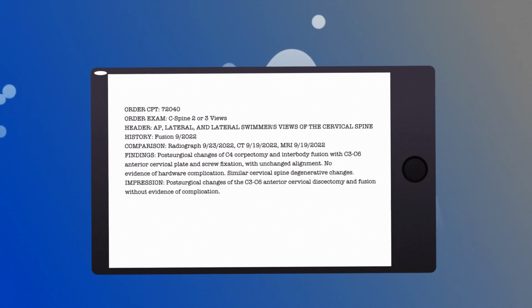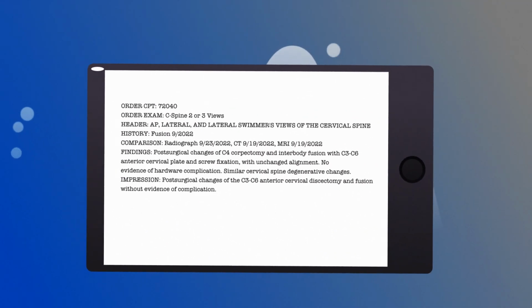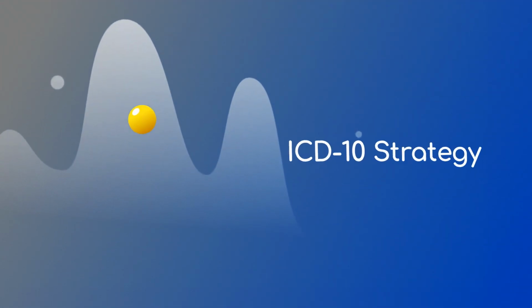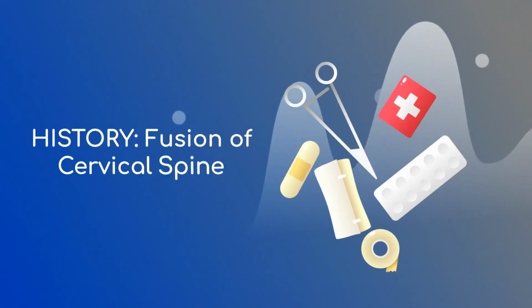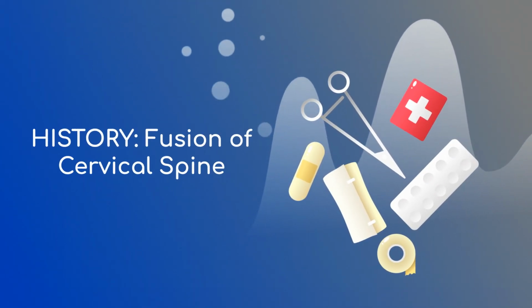Let's look at the views. AP, lateral, and lateral swimmer's views. That's a total of 3 views. This qualifies for CPT code 72040, radiologic examination of the cervical spine, 2 or 3 views. This is a post-operative follow-up with no acute findings. The imaging is being done to assess the status of surgical hardware and spinal alignment.